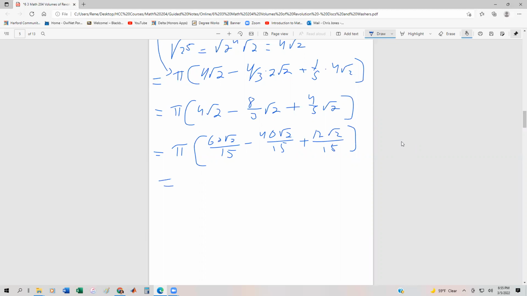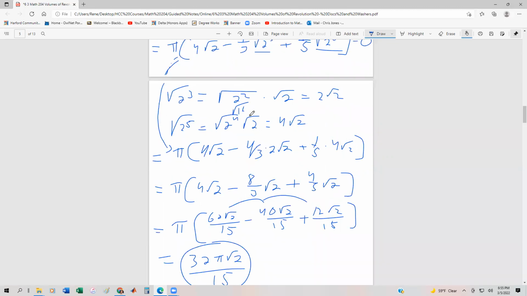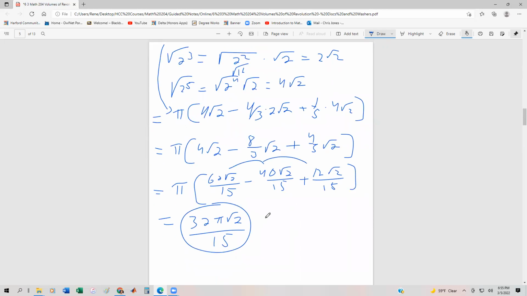And so ultimately, we'll get 60 minus 40 is 20, 20 and 12 is 32. So we should wind up with 32 pi roots of 2 over 15 as our singular answer. Okay, and then just making sure that you guys simplify this, because when you enter your answers, you are going to have to make sure that you simplify completely, such as this.